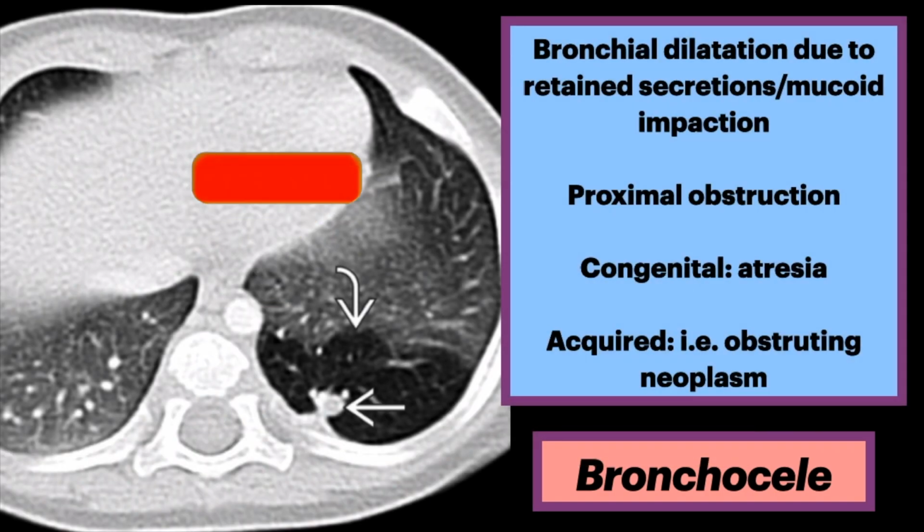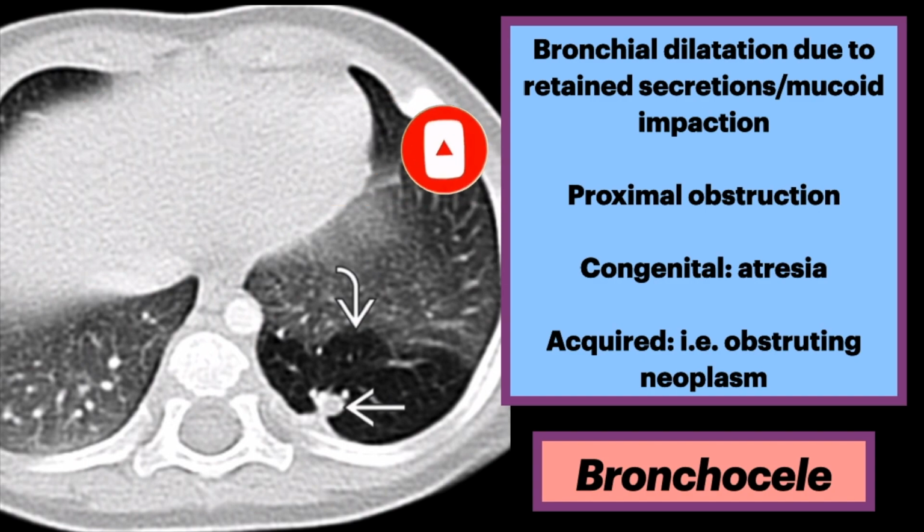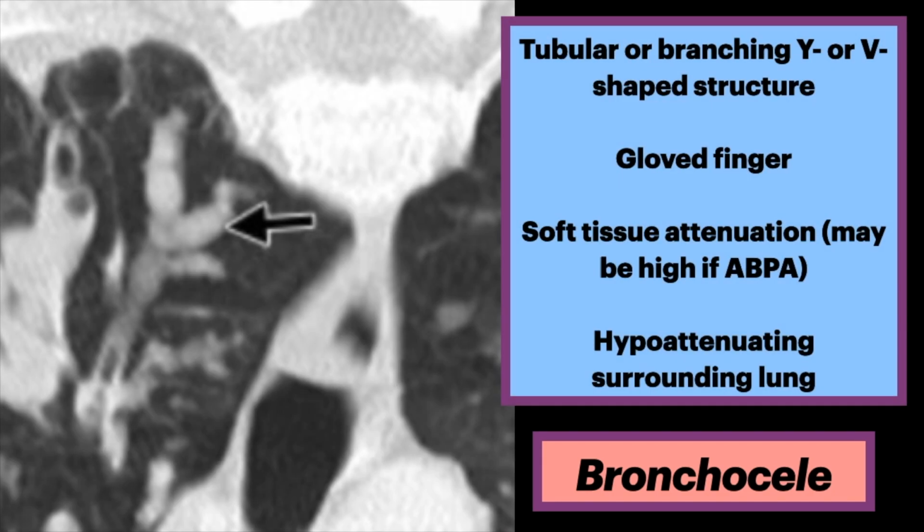Well, a bronchocele is bronchial dilation due to retained secretions, i.e. mucoid impaction, and is usually caused by proximal obstruction, either congenital, such as from bronchial atresia, or acquired, such as from an obstructing cancer. A bronchocele is a tubular or branching Y or V-shaped structure. It resembles a gloved finger, as seen here.